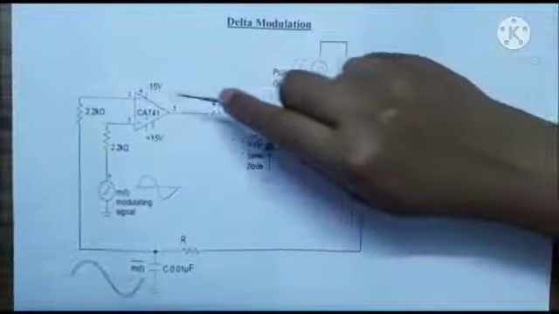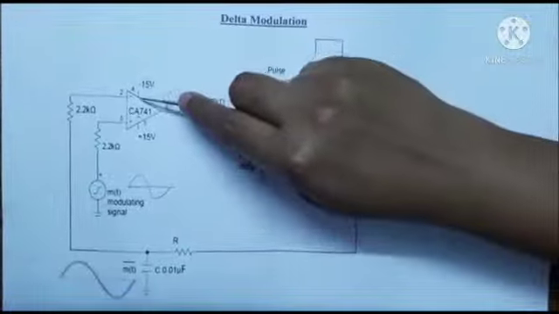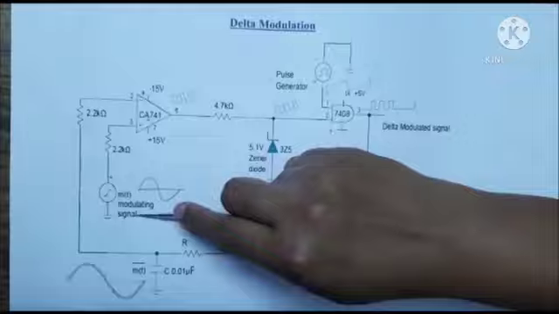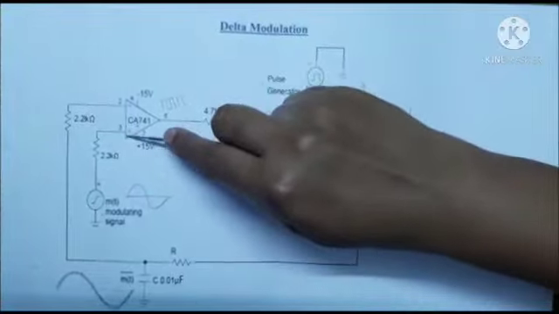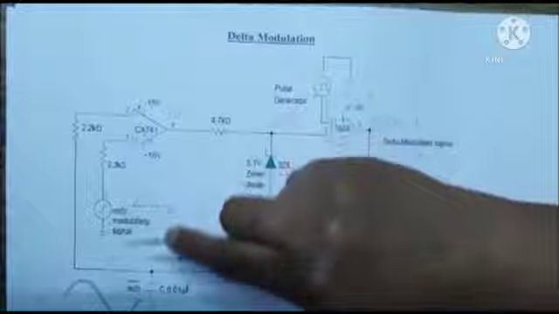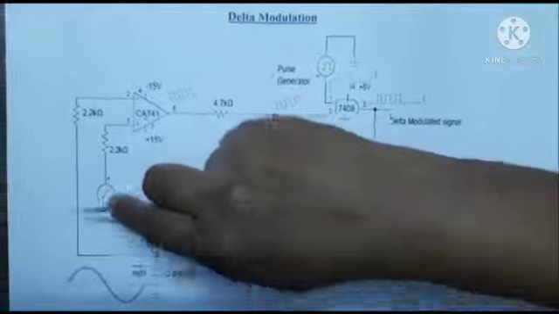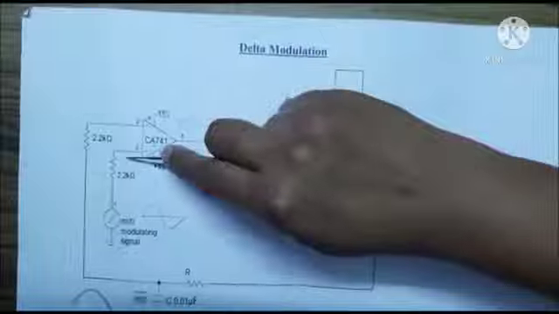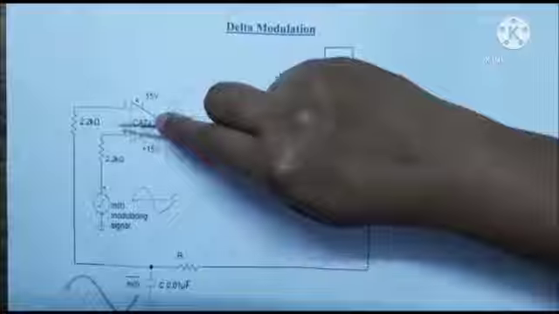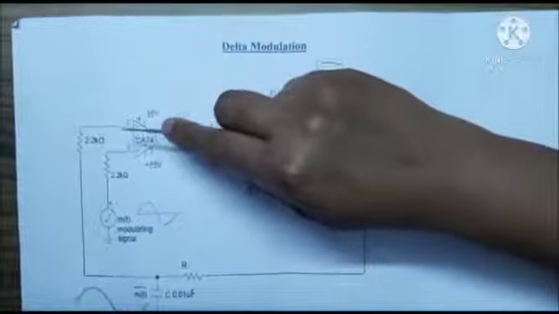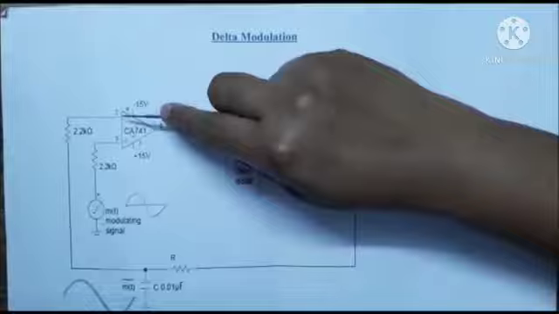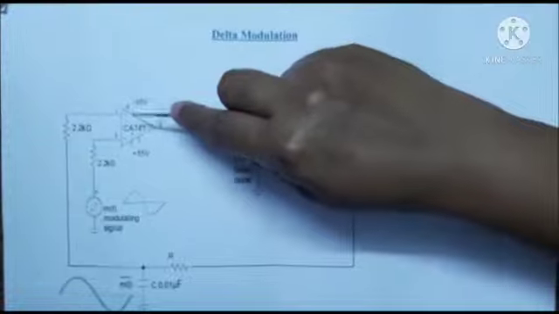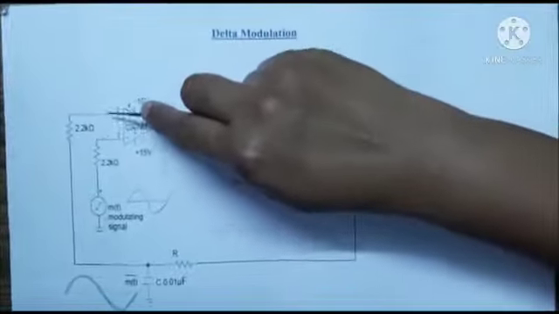Here we are going to see the function of the comparator. So this is the non-inverting comparator. The message signal, that is the modulating signal m of t, is given as an input to the non-inverting terminal, and the reconstructed version of this signal is given as an input to the inverting terminal. So this comparator compares these two signals and generates the difference between them. The difference will be either positive or negative polarity. So the step size increases or decreases based on this polarity.